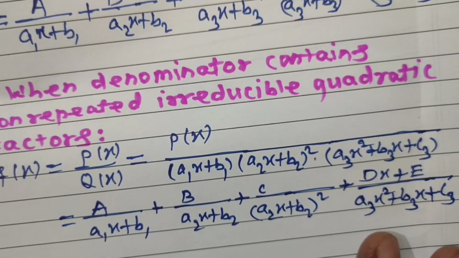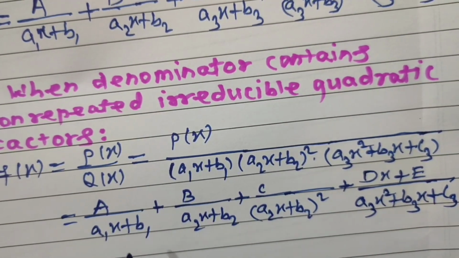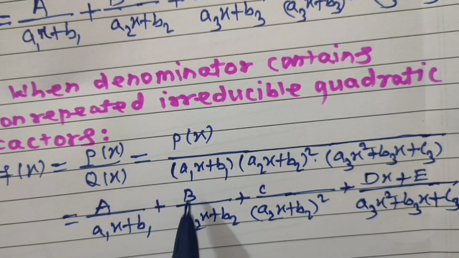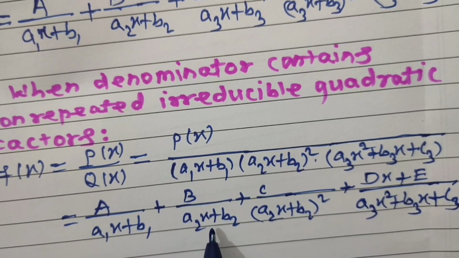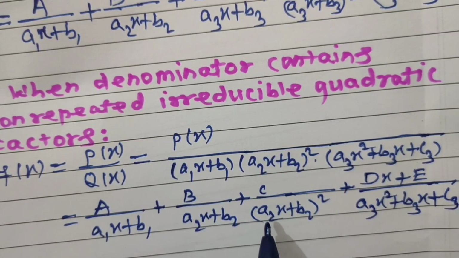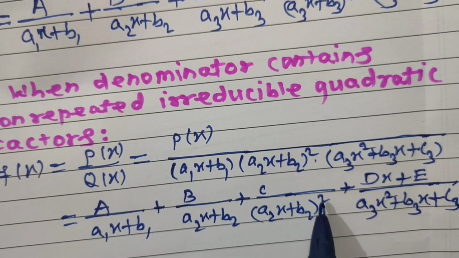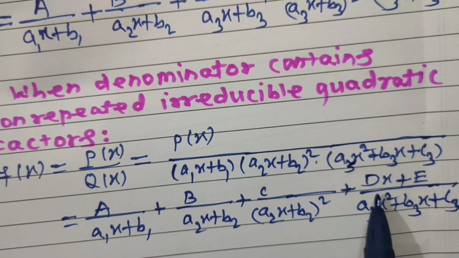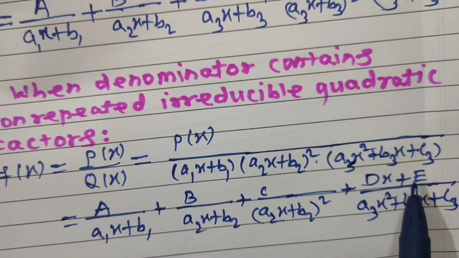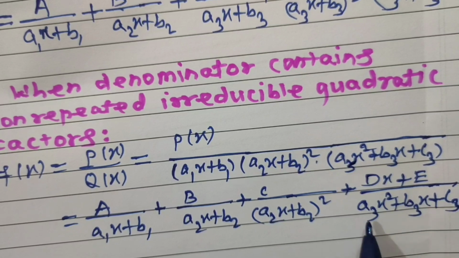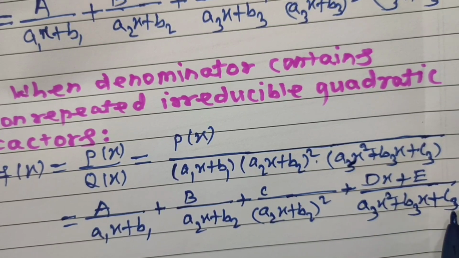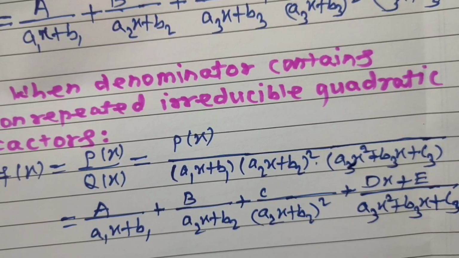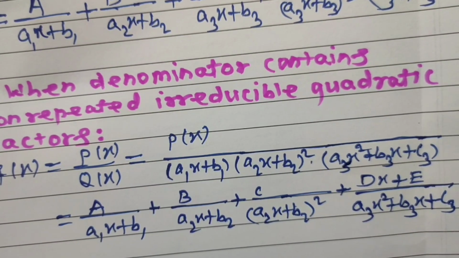Okay, you have to express f of x in this form: a upon linear factor, plus arbitrary constant b upon second linear factor its first power, plus c upon second linear factor its power 2, plus here third factor is quadratic, so numerator must be a linear polynomial, so dx plus e divided by a3x square plus b3x plus c3. In this way we have to express given polynomial and then we can find its partial fractions.